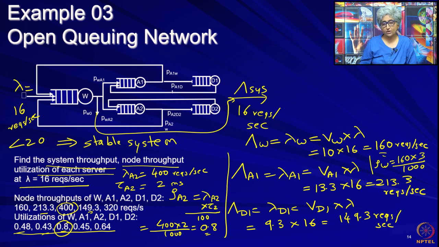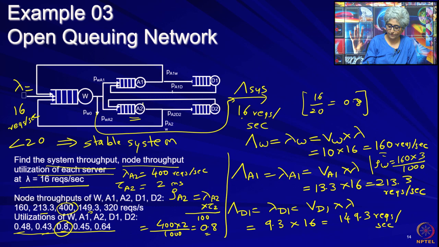Not only that, we would have known this even by looking at the fact that 16 divided by 20 is also equal to 0.8. And 20 requests per second as an overall completion rate is the bottleneck rate of application server A2. This is the rate at which A2 can complete requests, not their revisits, but finish requests completely. And 16 requests per second was the overall arrival rate from external. So it all makes sense. One should double check these things in different ways.